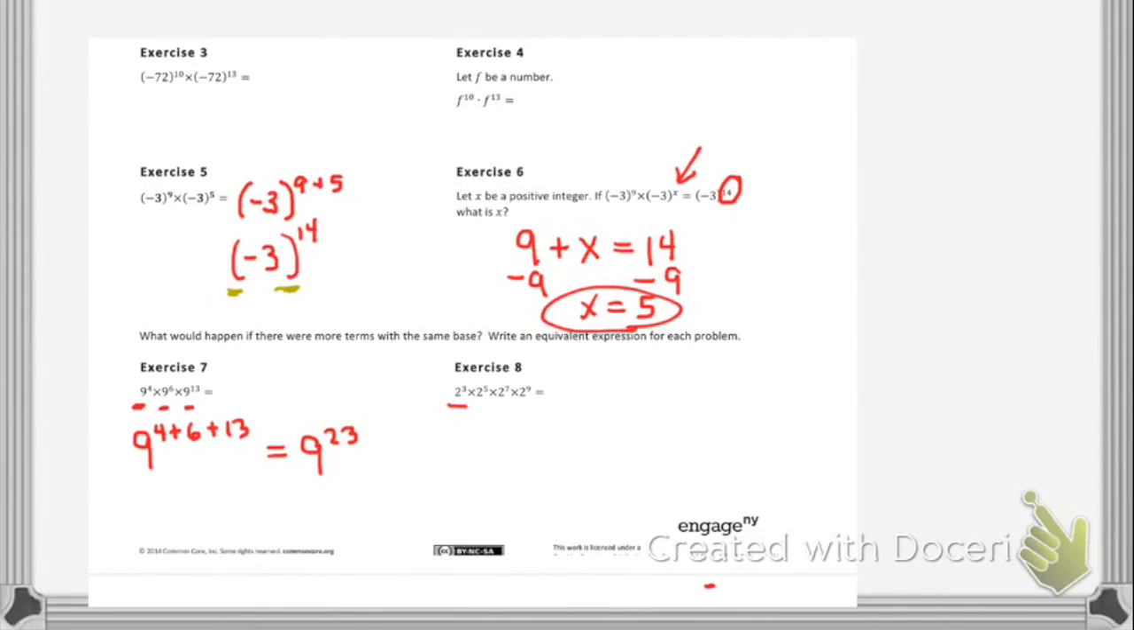We look and make sure it's the same base of 2. And so that's 2 to the 3 plus 5 plus 7 plus 9th power. And so that gives us 2 to the 24th power.